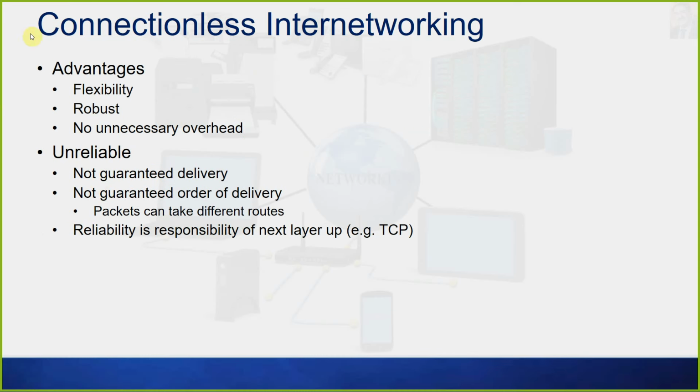Connectionless networking, internetworking. Advantages: flexibility, robust, no unnecessary overhead. But it is unreliable because there's no guaranteed delivery, because you are not monitoring. Not guaranteed order of delivery. Packets can take different routes. Reliability is the responsibility of the next layer, that is TCP for example.